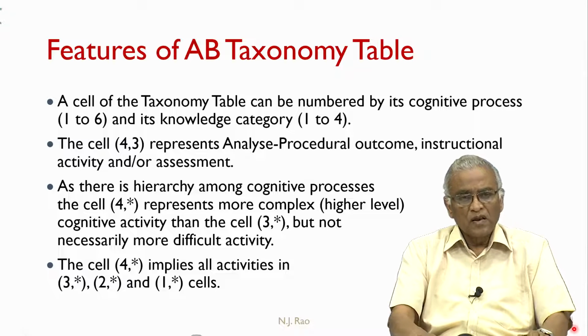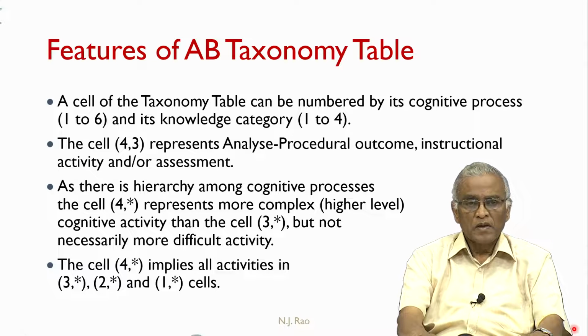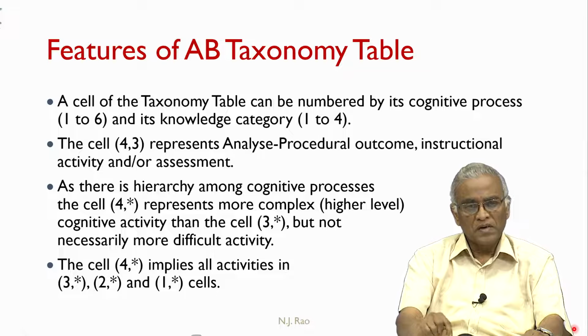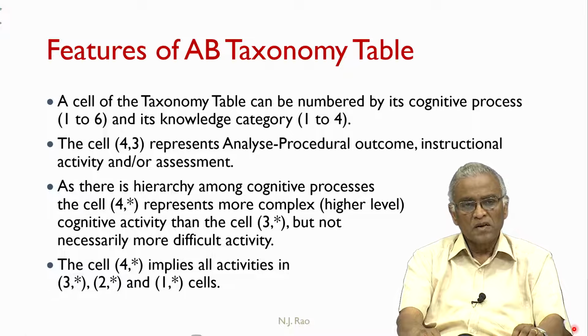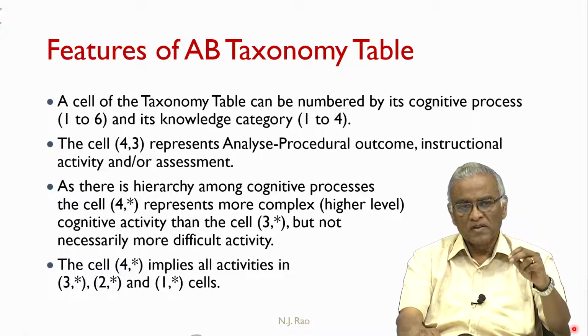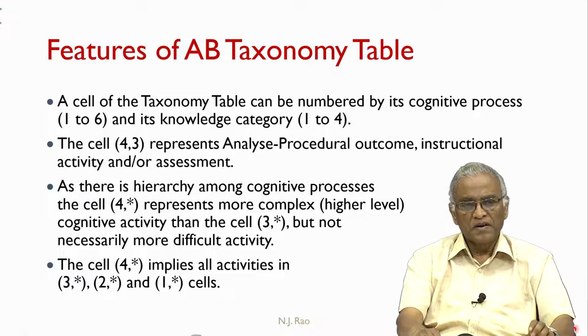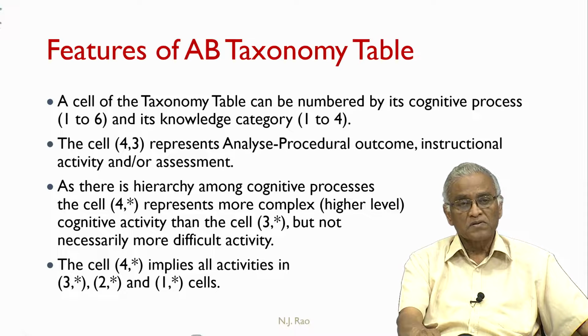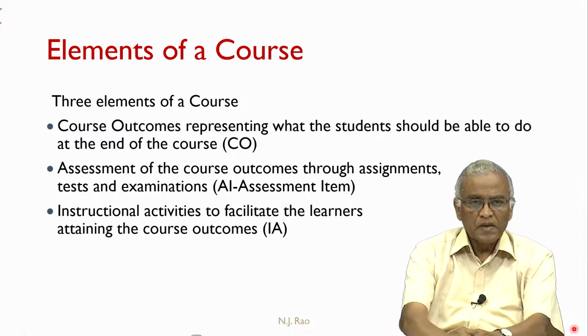Now, the cell 4 comma star, because of the hierarchical nature of cognitive processes, implies all the activities in the 3 comma star, 2 comma star and 1 comma star cells. That means I do not have to keep mentioning the lower cells at the lower cognitive levels once I have identified 4 comma star. Let us take a look at this detail with respect to the table.